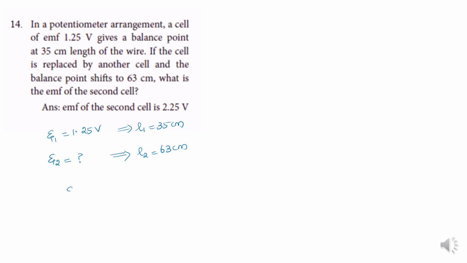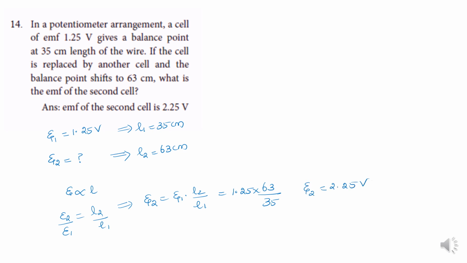So when the EMF of the cell is 1.25 volt, the balancing length L1 is 35 centimeter. Then when this cell is changed with a cell of different unknown EMF, the balancing length L2 is 63 centimeter. We know that EMF is proportional to length. So epsilon 2 by epsilon 1 is equal to L2 by L1. From this, epsilon 2 is equal to epsilon 1 into L2 by L1, which is 1.25 into 63 by 35. So the EMF of the second cell comes around 2.25 volt. Okay, that's it.